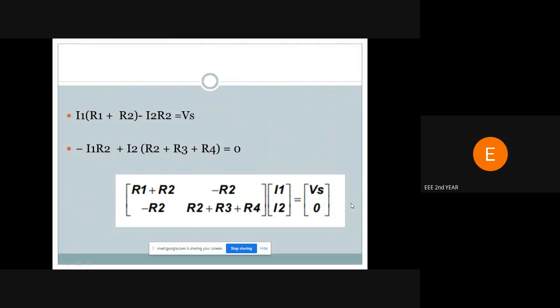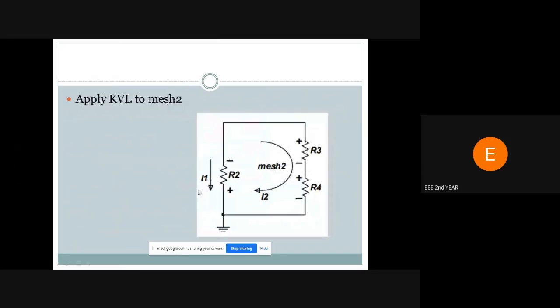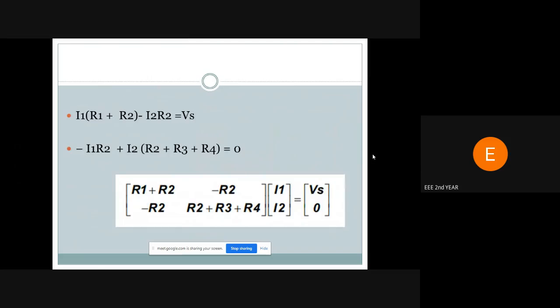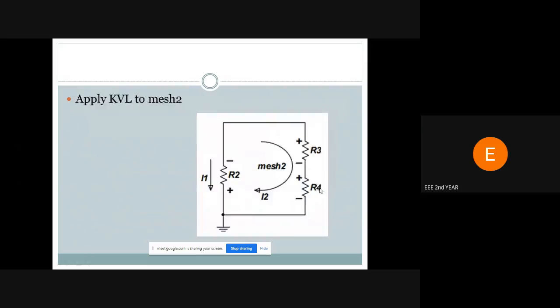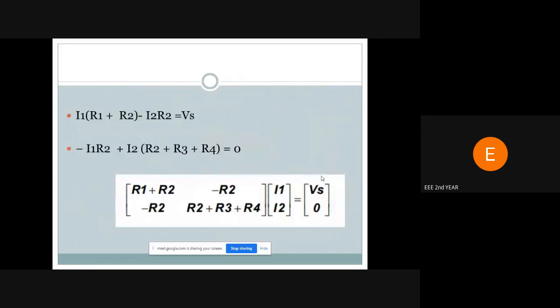So the unknown values will be taken as one matrix, I1, I2, which is equal to Vs, the voltage source present in the first mesh. In this equation you just consider that Vs is the voltage source which is present in the first mesh, right? So that's why Vs is mentioned here, and the other is equal to 0.